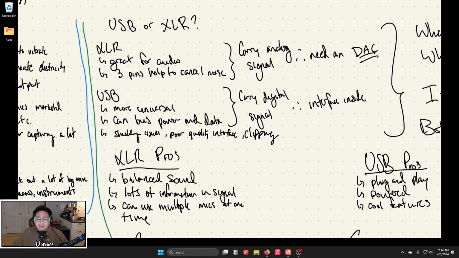Okay, so then what else is the difference between XLR and USB? Well, XLRs carry an analog signal, right? Because it carries an analog signal, there's a big difference between analog and digital signals.